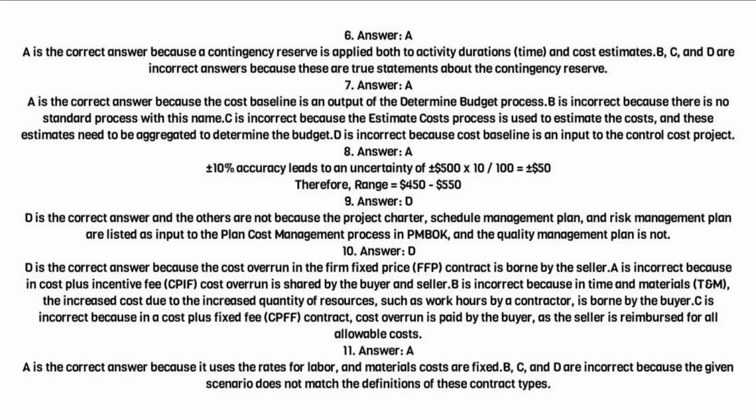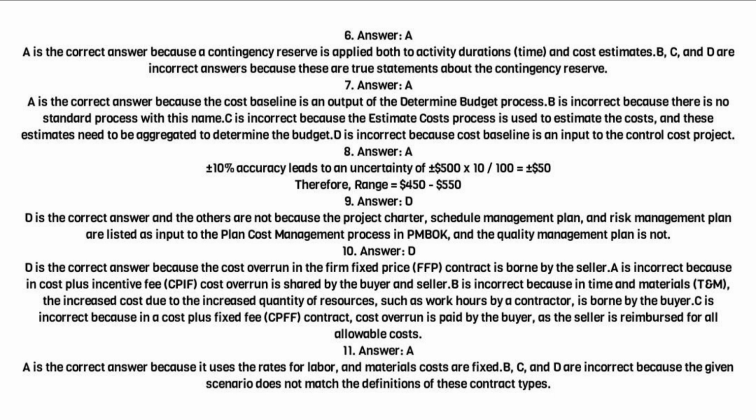6. Answer A. A is the correct answer because a contingency reserve is applied both to activity durations, time, and cost estimates. B, C, and D are incorrect answers because these are true statements about the contingency reserve.